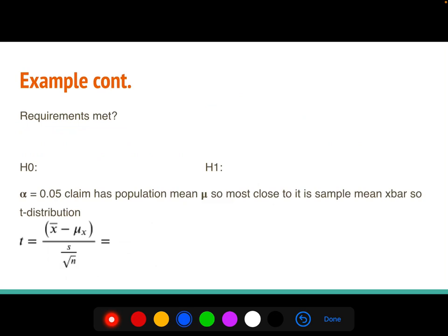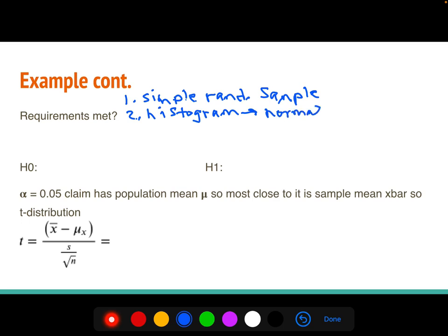All right, now we're going to see if the requirements were met. Yes, we have the simple random sample. And we see from our histogram that it looks normal-ish. And so we met the requirements.